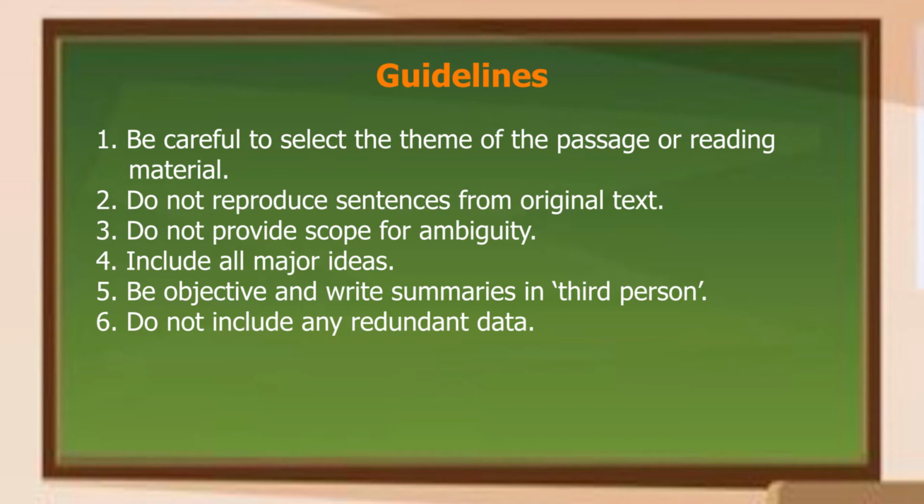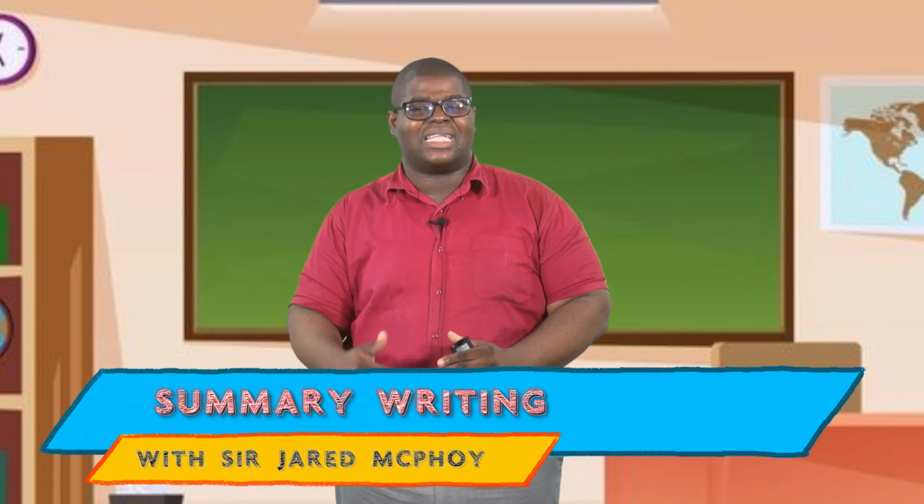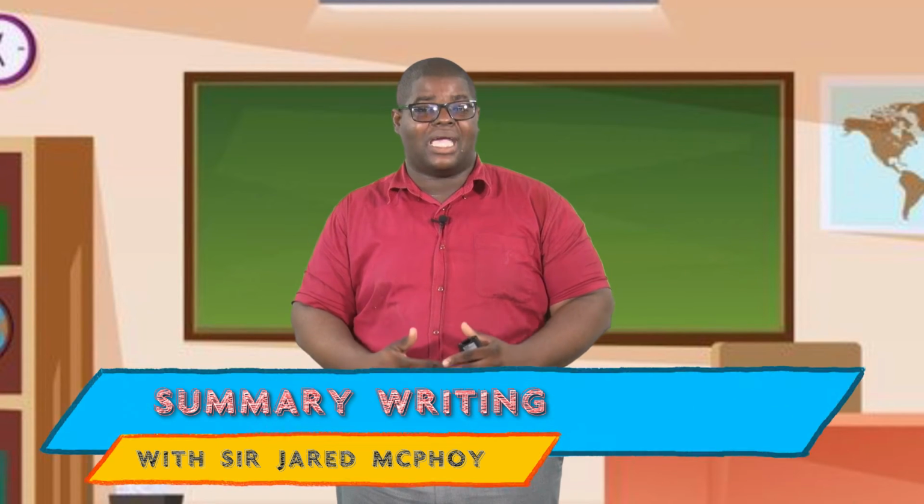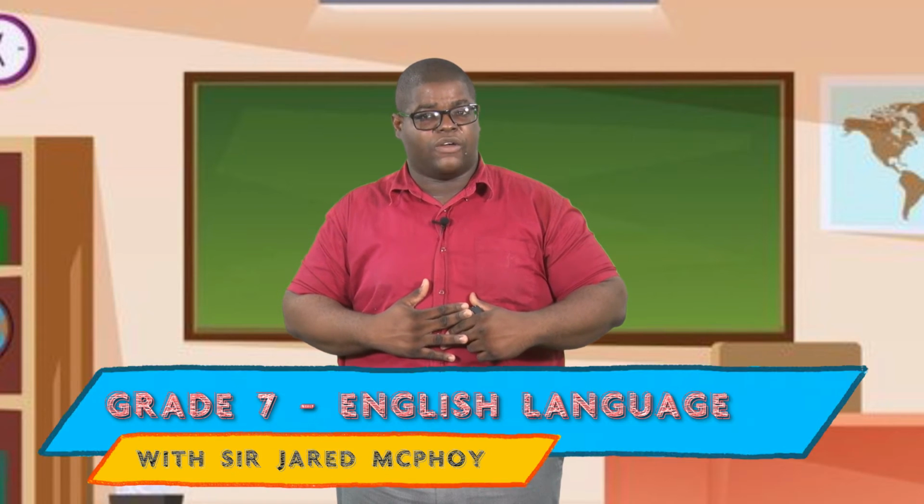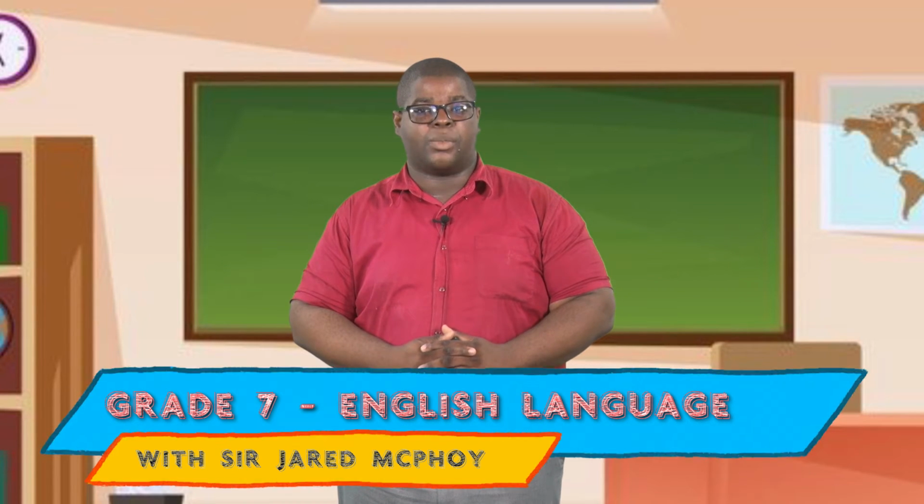Number 6, do not include any redundant data. So you want to ensure that in your summary, you don't keep on repeating the same information that is stated in the text, not even 2 times in your summary. Number 7, never introduce your ideas. What does this mean? Keep your personal feelings and opinions to yourself. Leave it out of the summary.